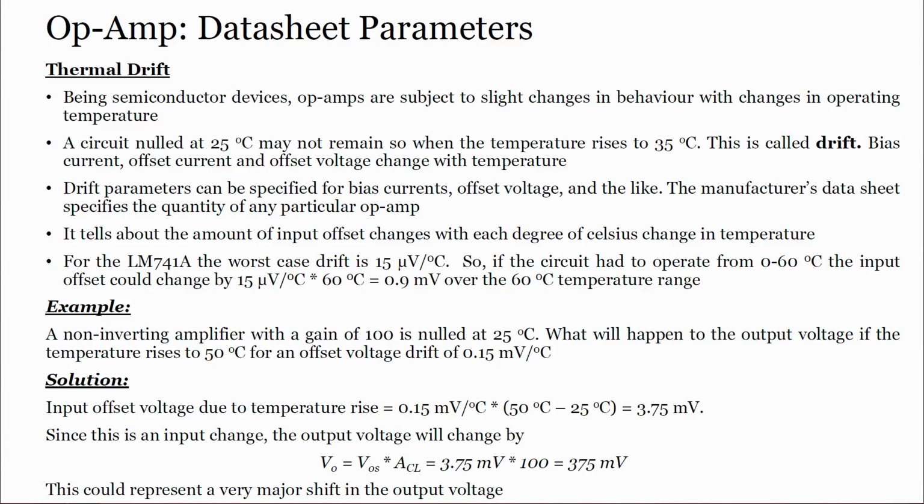Since this is an input change, the output voltage will change by VO equals VOS times ACL, or 3.75 millivolts times 100, the gain of 100, which is 375 millivolts. This is a huge change, a major shift in the output voltage. Thus, it is very important to understand the thermal drift, and based on the thermal drift at different temperatures, you have to nullify your op amp, or you should understand the temperature compensation circuits.